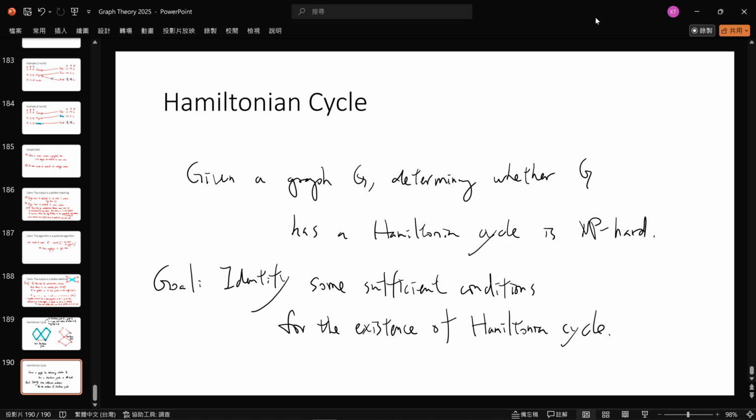So for example, if the graph is a complete graph and the number of vertices is at least 3, then clearly you have a Hamiltonian cycle. So are there any other sufficient conditions?